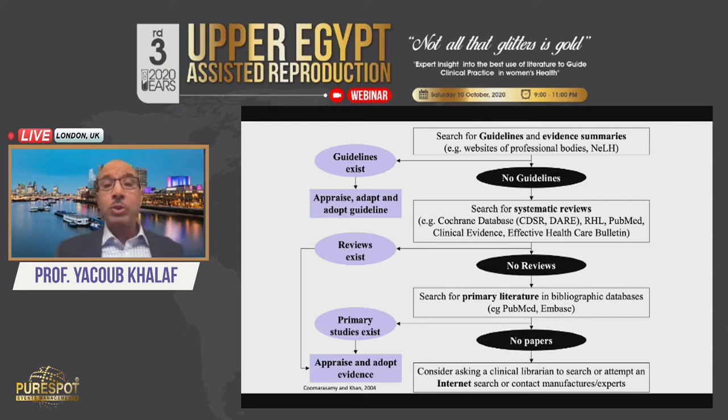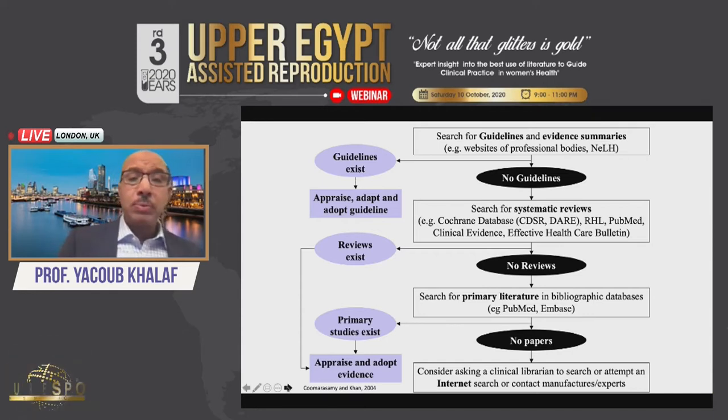You look for reviews. If reviews exist, preferably systematic reviews, as we will hear all about them from Khalid later, and are there primary studies? When there is friction between systematic reviews and primary studies, how can we make a judgment? And then we appraise, adapt and adopt the evidence.